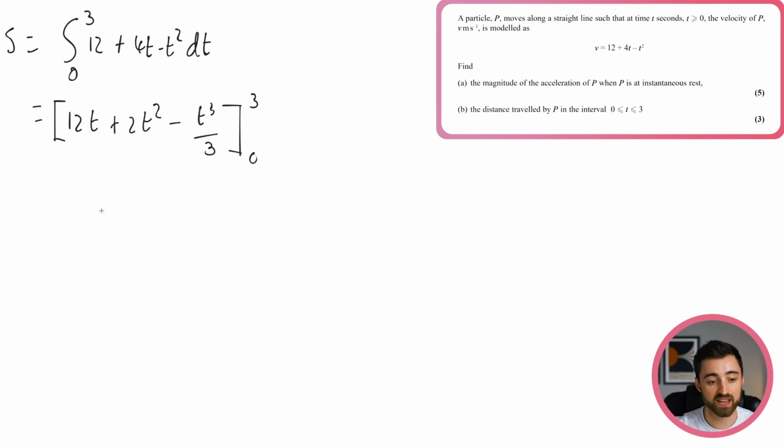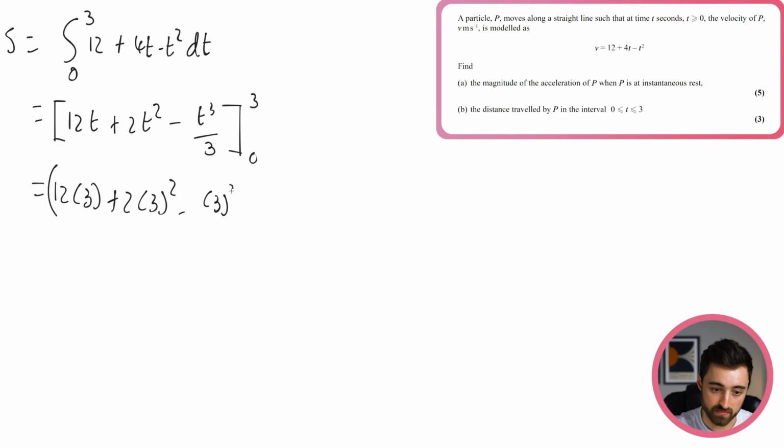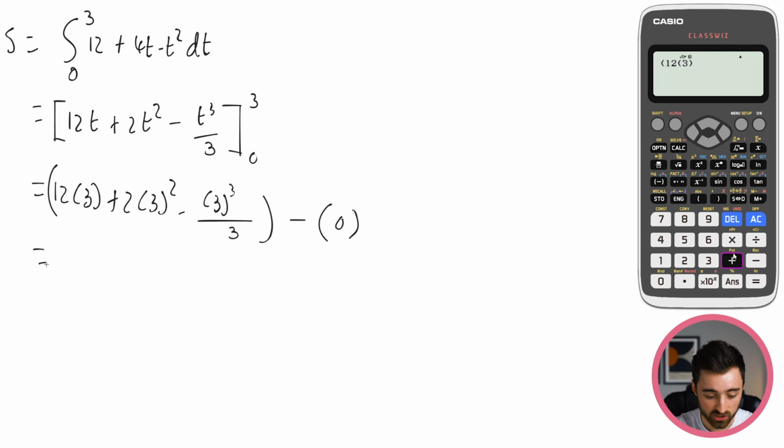I'm just going to have one bracket, which is me subbing 3 in, and then the other bracket, which is me subbing 0 in. But if I sub 0 into all of these terms, I'm just going to get 0. So the only thing I need is just working out this. 12 times 3 plus 2 times 3 squared minus 3 cubed over 3 gets me 45. And I believe this is in meters. And that is it.